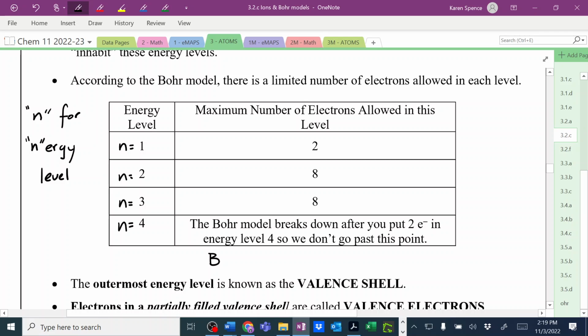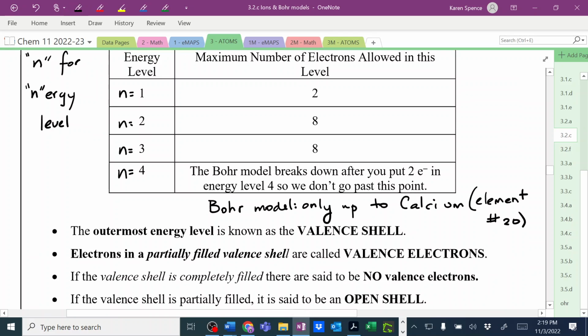So Bohr models, and that's element number 20. It just does not represent atoms well after that point, okay? So we're not going to bother with it.